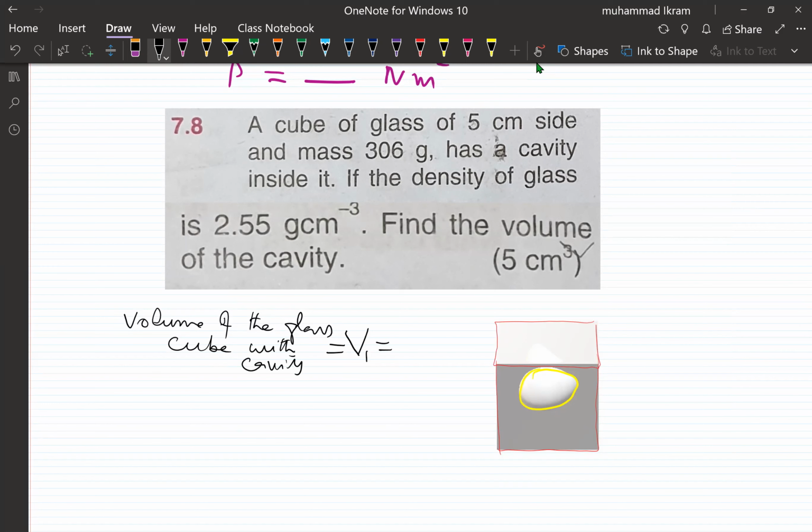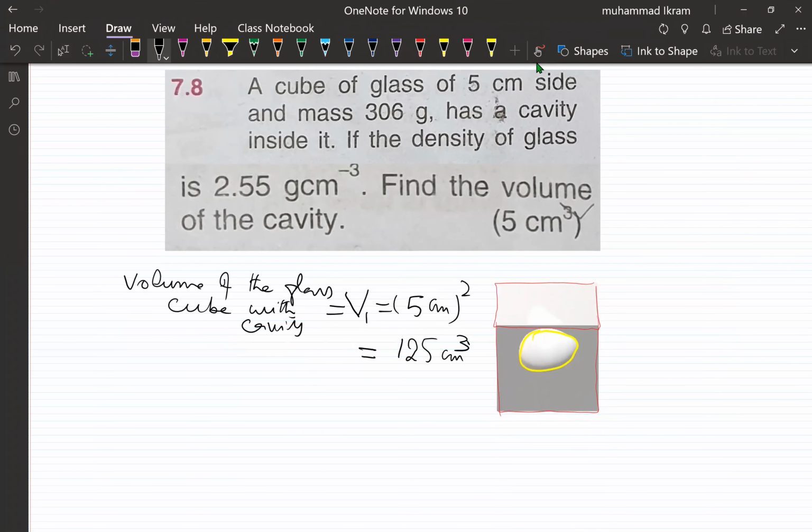The cube has a 5 centimeter side, so definitely its volume will be 125 cubic centimeter. Then you need to find the volume of the glass cube without cavity, where there is no cavity. That volume will be V2.